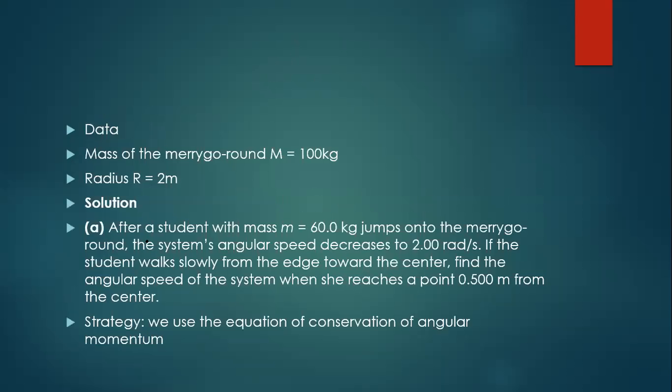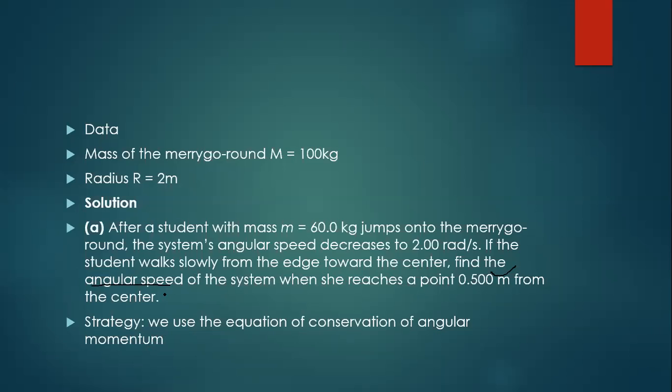So let's see how we're going to solve it. After the student of mass 60 kg jumps on the merry-go-round, the system's angular speed decreases to 2 rad/s. That's what they told us. If she walks slowly from the edge towards the center, find the angular speed of the system when she reaches a point 0.5 meters from the center. What strategy are we going to use? We are going to use the equation of conservation of angular momentum to find the angular speed.